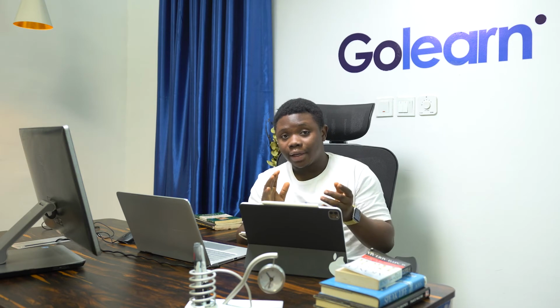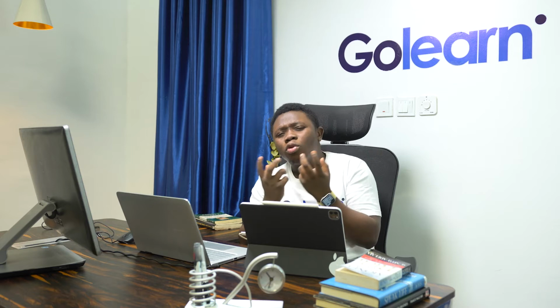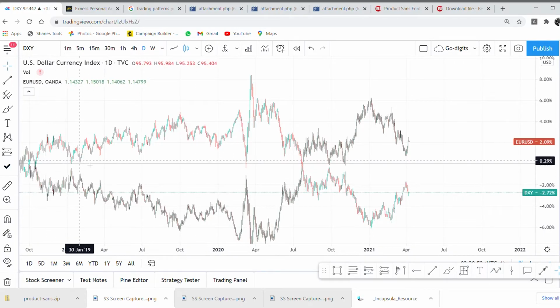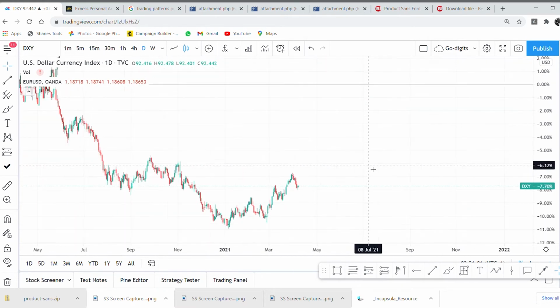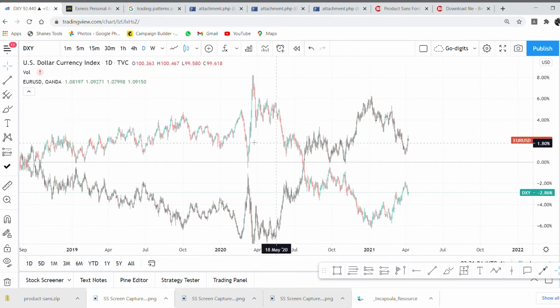Now let me give you a fun fact. Euro USD is the most traded pair in the Forex market. It contributes up to 20 to 30% of the total volume traded on the Forex market. That's why it will correlate almost 100% or 90% of the time with the dollar. If you're seeing my chart, it looks as if there's a thin line that mirrors every direction of the dollar. As you can see, when I adjust my screen, it's almost like a mirror formation.